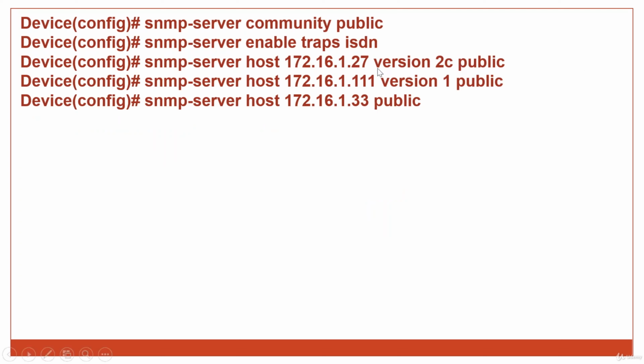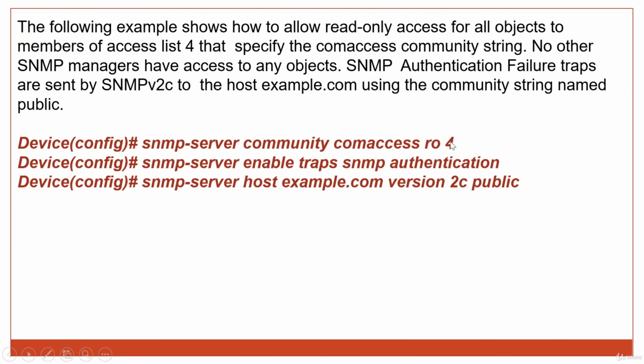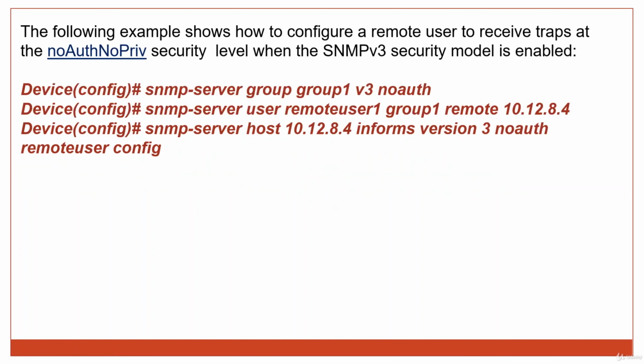So again, here you can see that you can give the host version 2C and host version 1 as well. If you want to limit the number of managers, you can even give the permission as well, for example read only or read write, and then map it with the ACL where I have the group of the managers. Again, we can enable various types of trap. We have a long list of traps or notifications that we can enable. We can give the host in terms of DNS or URL as well.